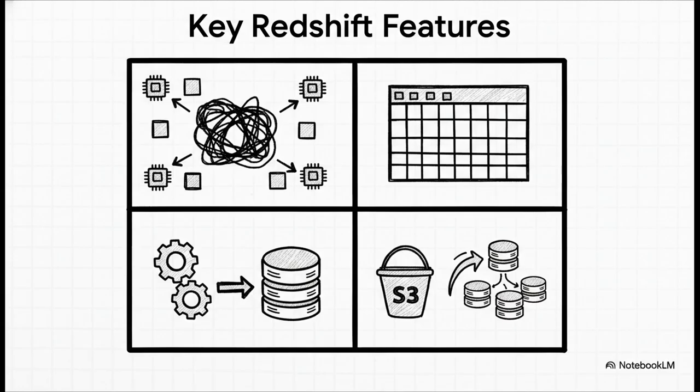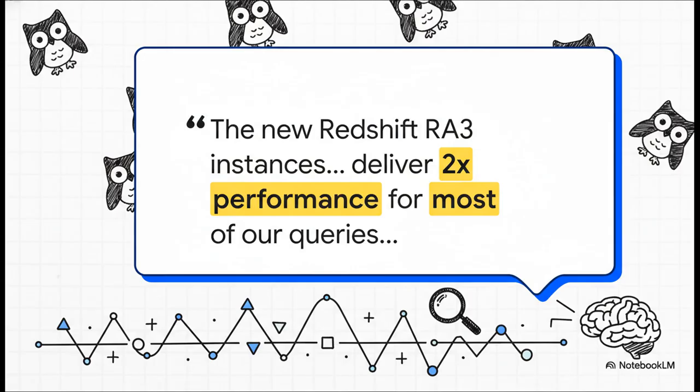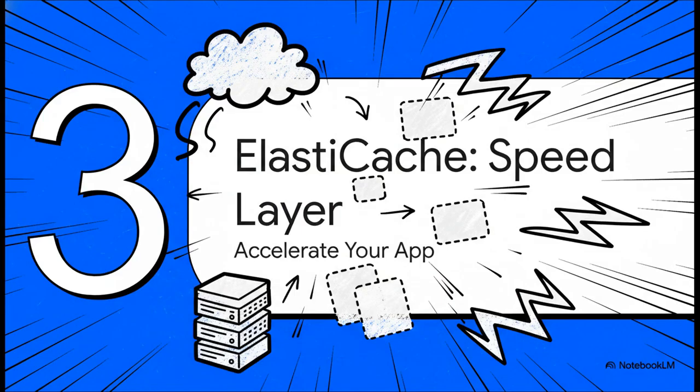And this Duolingo example is just perfect. They're not just storing data about what users click on. They're analyzing billions of events every single day to figure out how people actually learn. That is the classic Redshift use case, taking a mountain of raw data and turning it into incredibly valuable business insights. All right, section 3, ElastiCache, the speed layer.